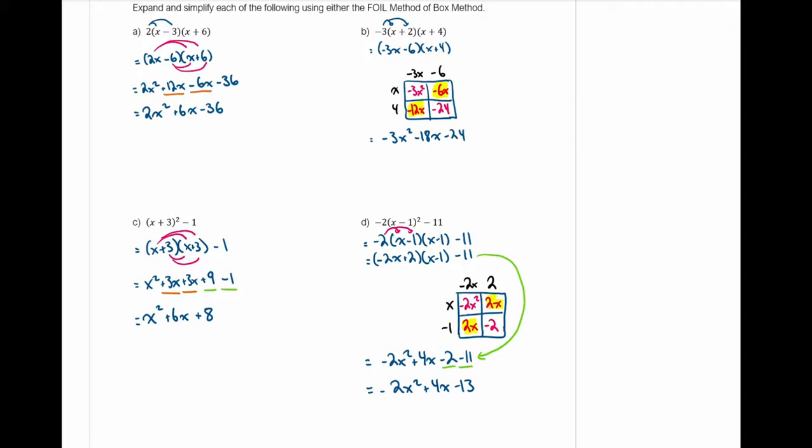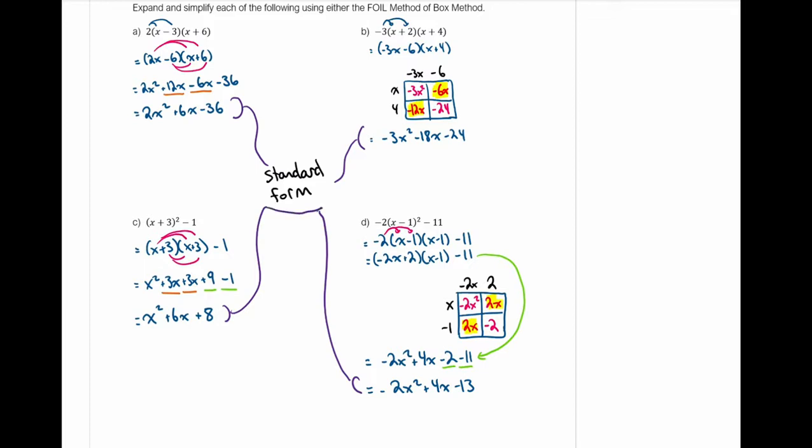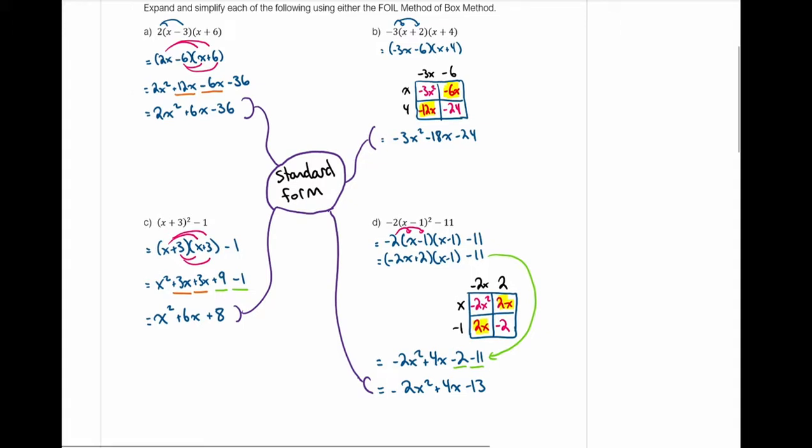And what we actually did is that all of these expressions represent a quadratic in what we call standard form. So all these expressions that we came up with by expanding are standard form expressions. And we can get to standard form expressions by expanding our factored form or by expanding our vertex form. So this is our third representation of a quadratic that we could have.